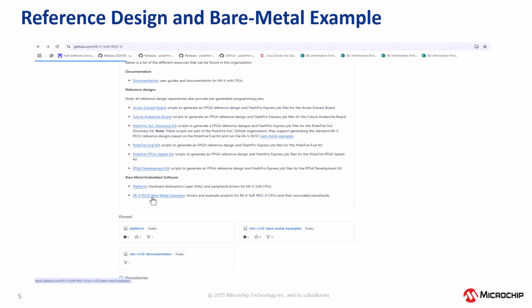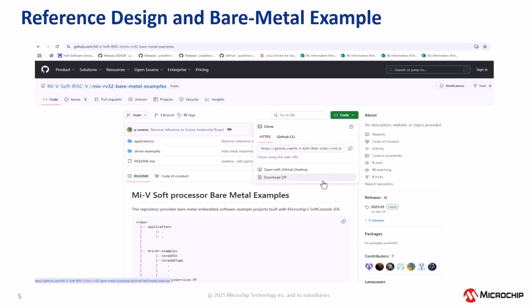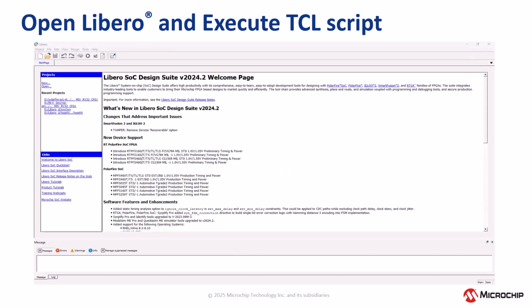Similarly, click on Mi-V RV32 bare metal example to access the example project. You can either press the code button, download zip, or copy the Git URL and use it. With these two repositories, you will have the FPGA reference design and the matching software example. This ensures everything is pre-configured for our simulation project.